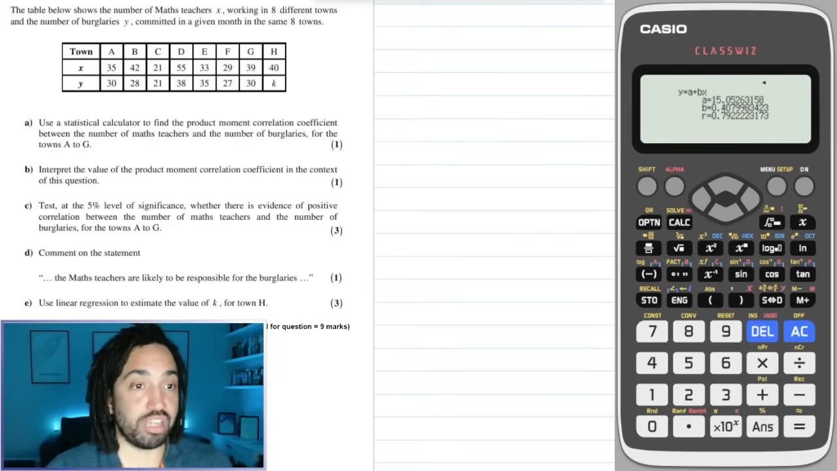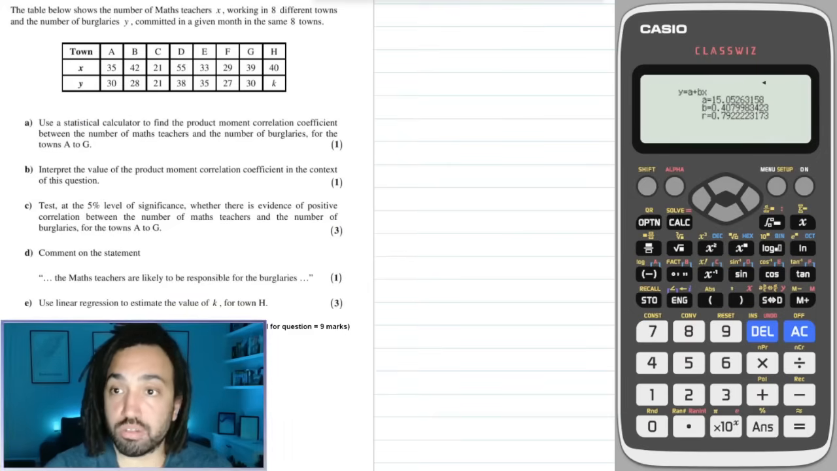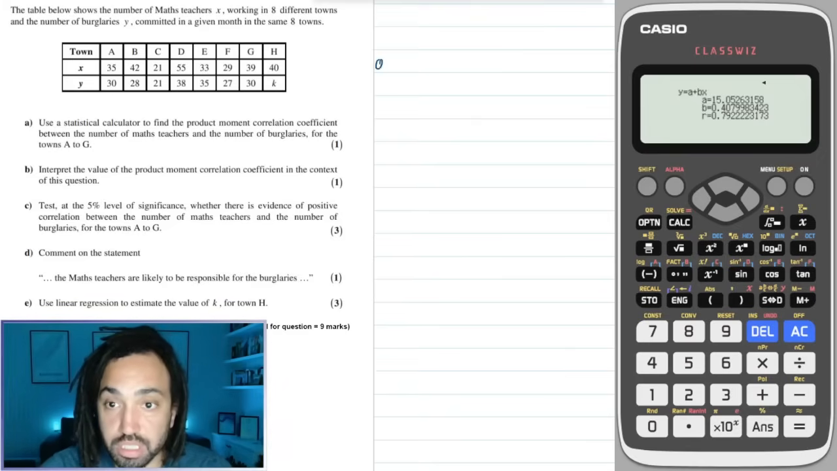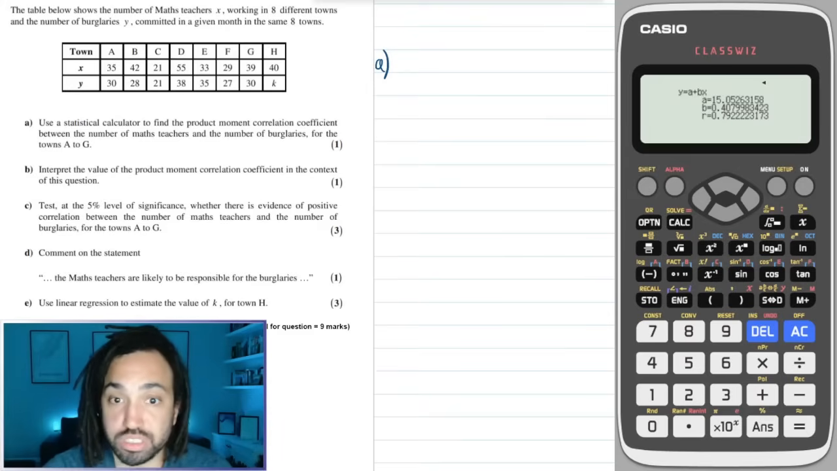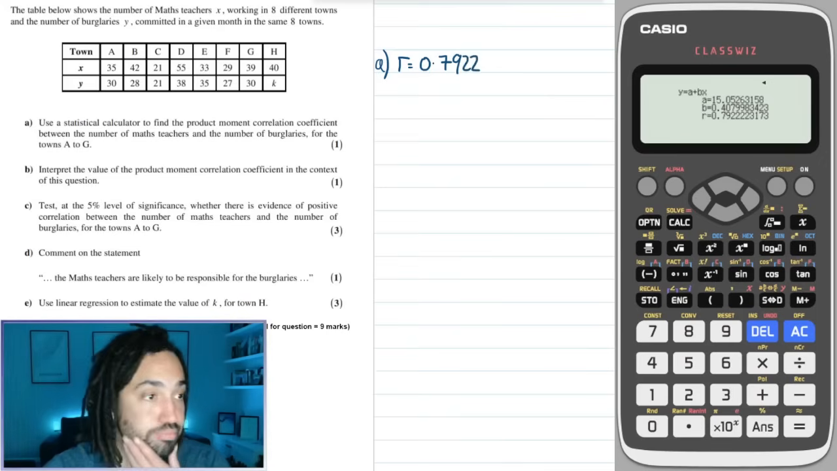Perfect. And R, that's the value for the product moment correlation coefficient. That's what it's called. Okay, so we write A, just simply, it's a 1 marker. R is equal to 0.7922. That will do the job.